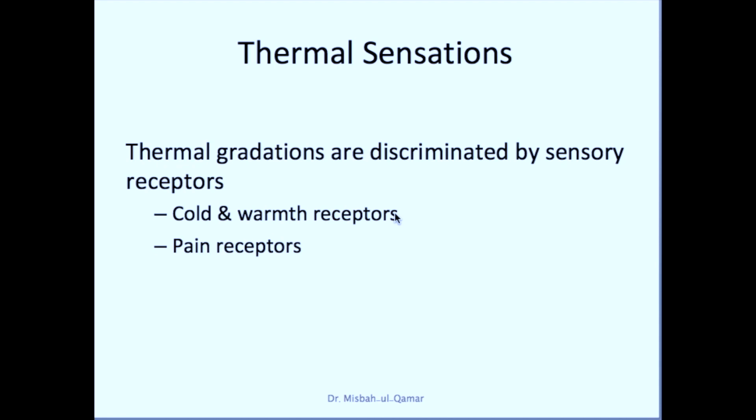These thermal gradations are discriminated by at least three types of sensory receptors, which are cold receptors, warmth receptors, and then there are also pain receptors. Why am I dragging these pain receptors in this? Because, my dear, these pain receptors are also stimulated, but only by the extreme degrees of heat or cold.